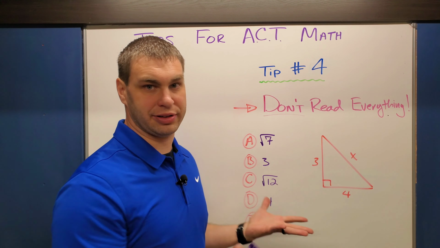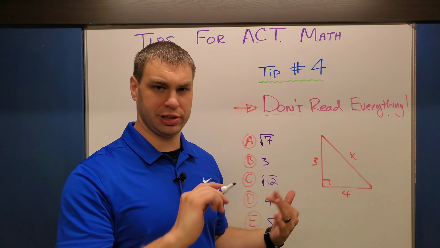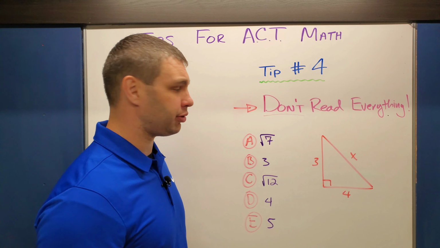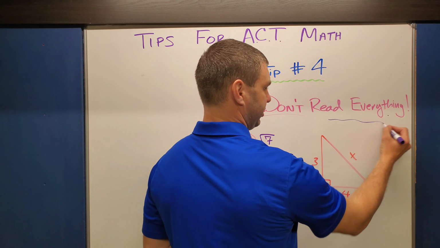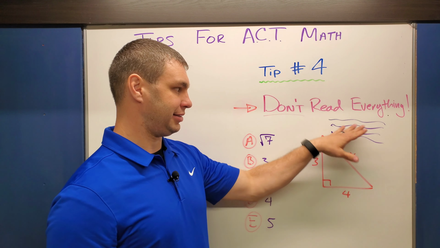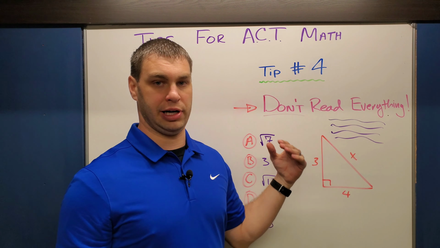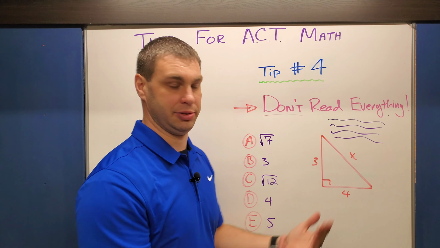Tip number 4 is pretty simple. It's just don't read everything, okay? Especially on geometry problems. Usually there's going to be an X or a question mark or some sort of unknown that you have to solve for. And also typically there's going to be lots and lots of information just kind of setting up the problem. This might say there's a right triangle where one of the legs is 4, one of the legs is 3. Find the missing value or find the hypotenuse, okay?